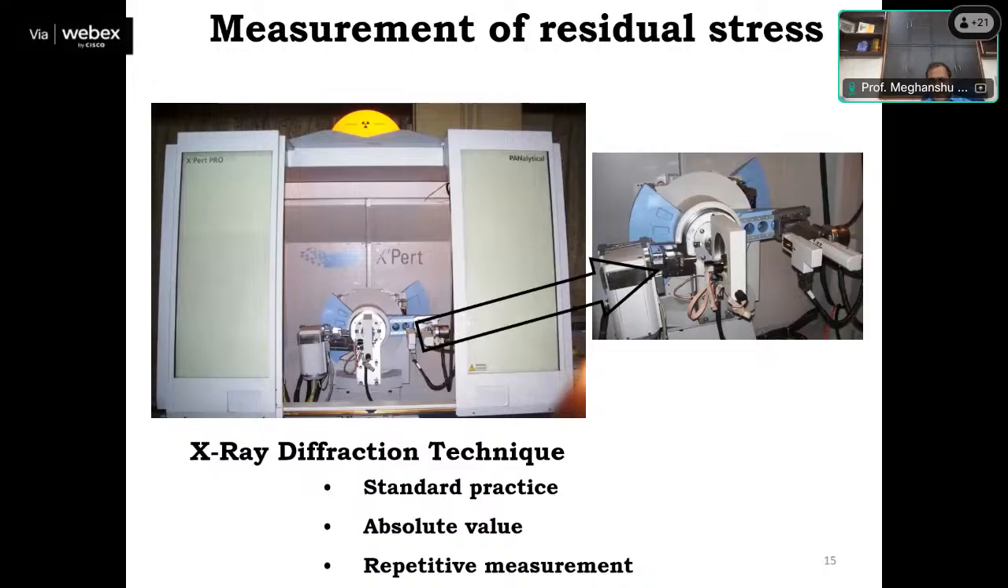This technique, which is a very popular and well established technique used for measurement of residual stress, is a standard practice. It provides the absolute value of residual stress in terms of megapascal. And the major advantage is we can get very repeatable measurements by this technique.